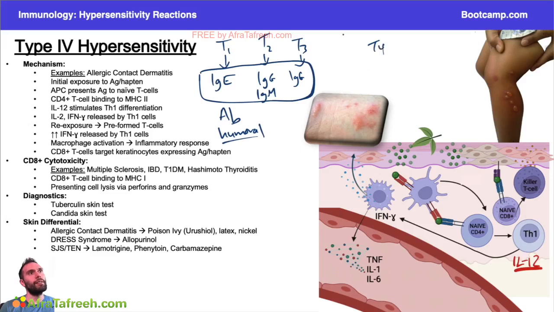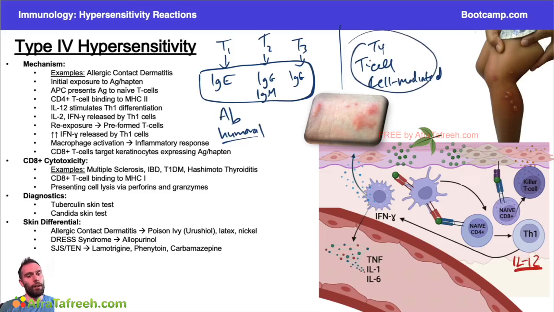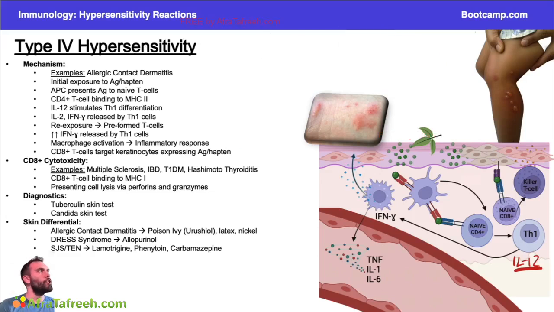But type 4 is kind of in its own world, in the sense that this is primarily going to be T cell mediated, a cell mediated response, because we have T cells involved. So it's a little bit different in that sense. It's not necessarily humoral. There's no antibody that's classically potentiating this pathway. Okay, just to clean things up a little bit, let's go through an example of this.